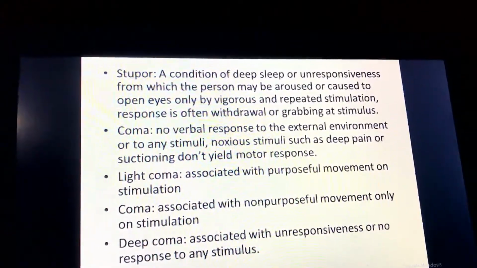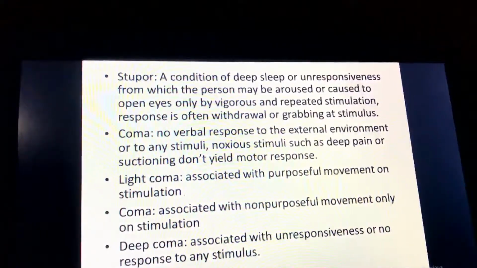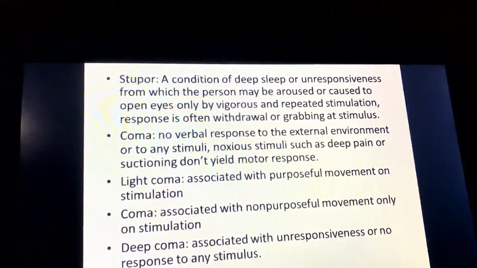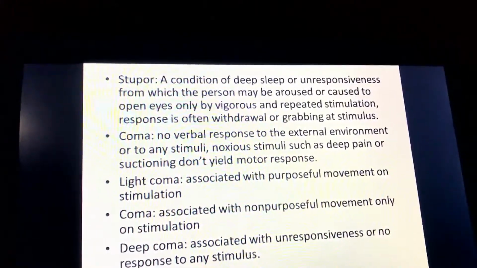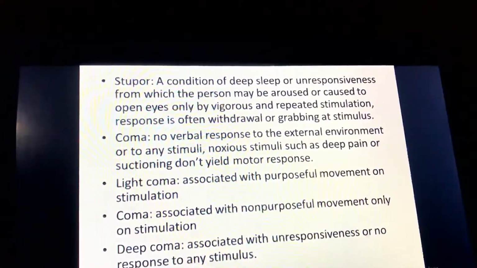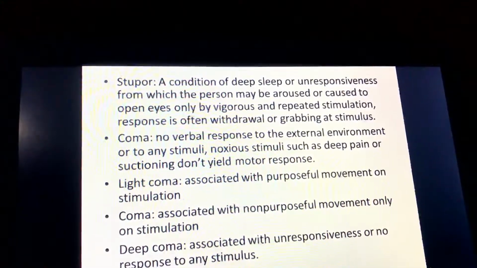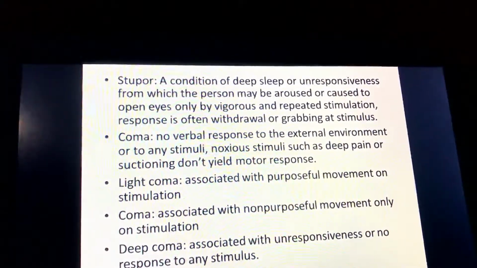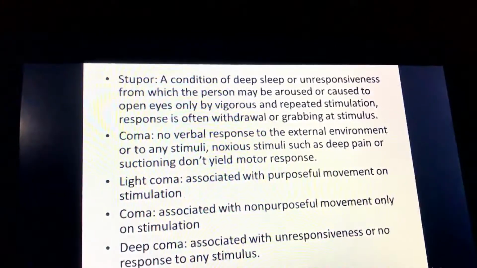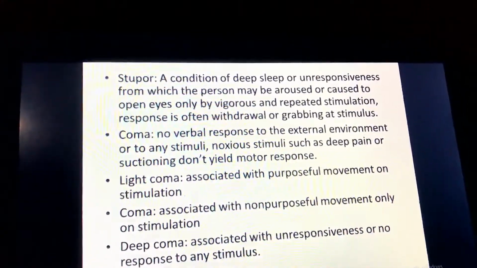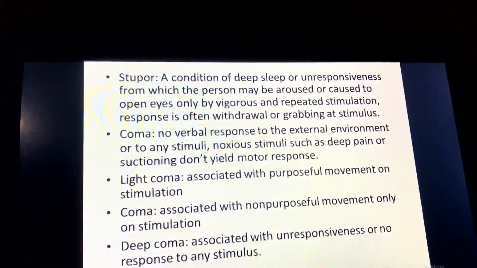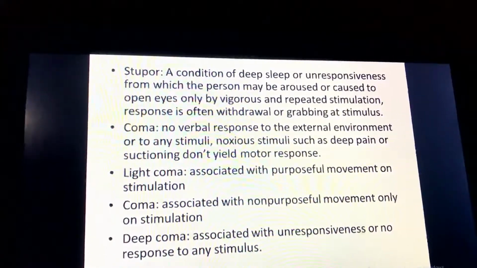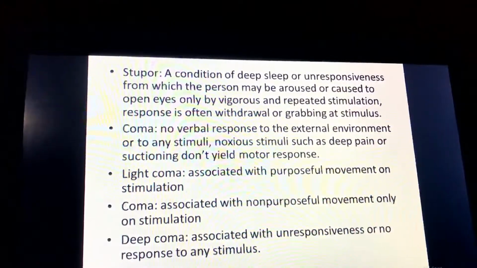And coma: there is no verbal response to the external environment or to noxious stimuli such as deep pain or suctioning, and no motor response. In coma, the client will not show any response when we stimulate. We have light coma, associated with purposeful movement on stimulation; coma, associated with non-purposeful movement only on stimulation; and deep coma, associated with unresponsiveness or no response to stimulation.